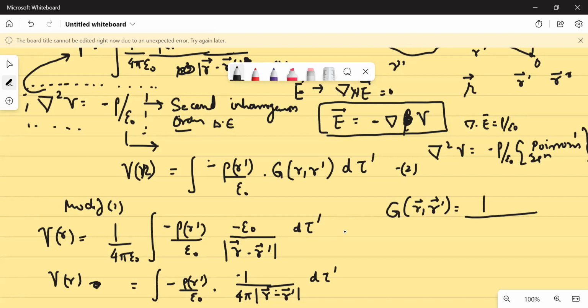Because ultimately you have positive. So overall this will be minus 1 upon 4 pi, and then you have modulus r vector minus r vector dash. Is that clear?